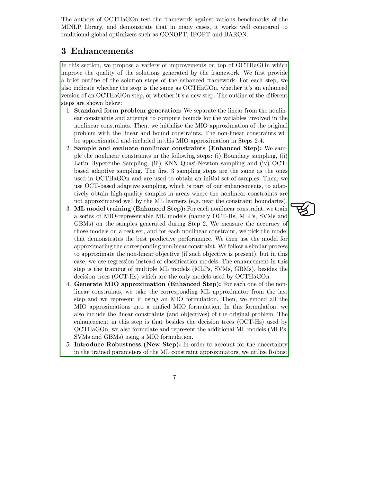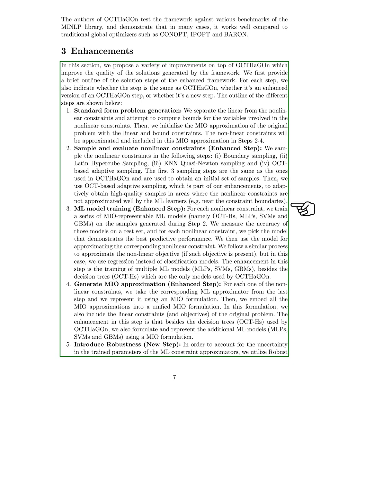These enhancements include enhanced sampling and evaluation of nonlinear constraints. We use boundary sampling, Latin hypercube sampling, KNN quasi-Newton sampling, and tree-based adaptive sampling to sample the nonlinear constraints. Enhanced ML model training. For each nonlinear constraint, we train a series of MIO-representable ML models on the samples generated. We measure the accuracy of those models on a test set, and for each nonlinear constraint, we pick the model that demonstrates the best predictive performance.